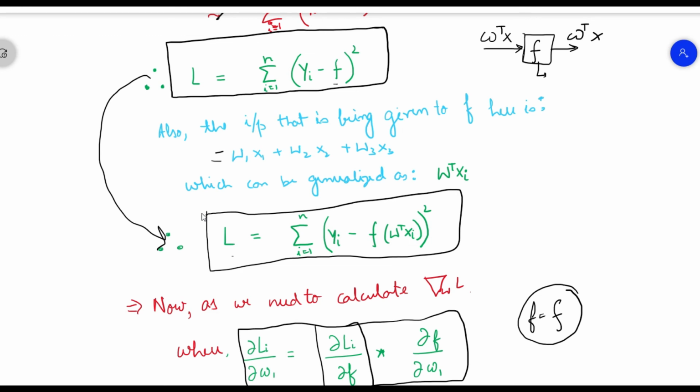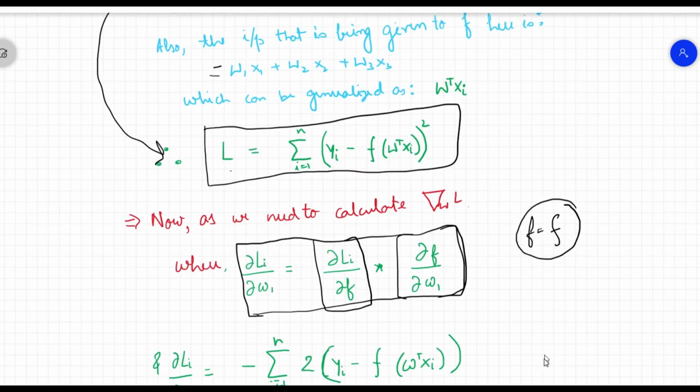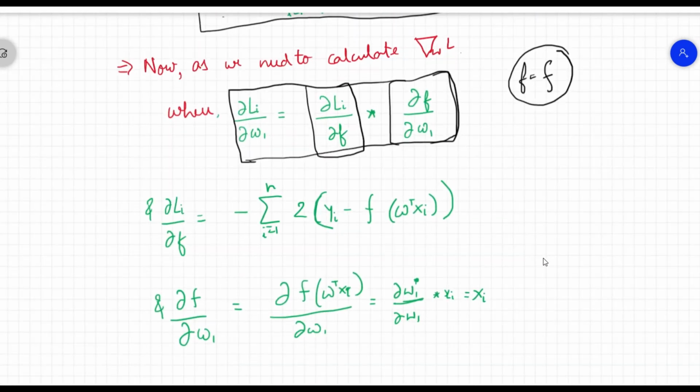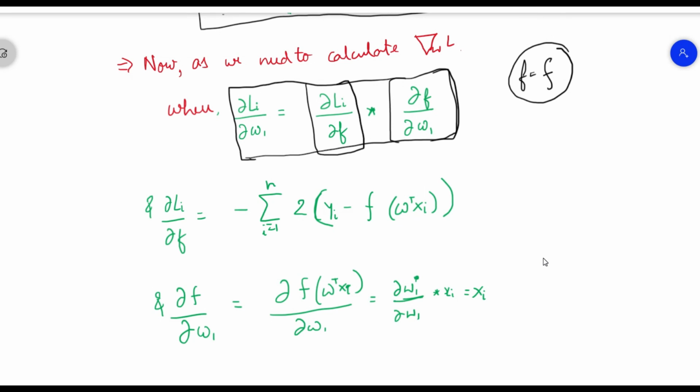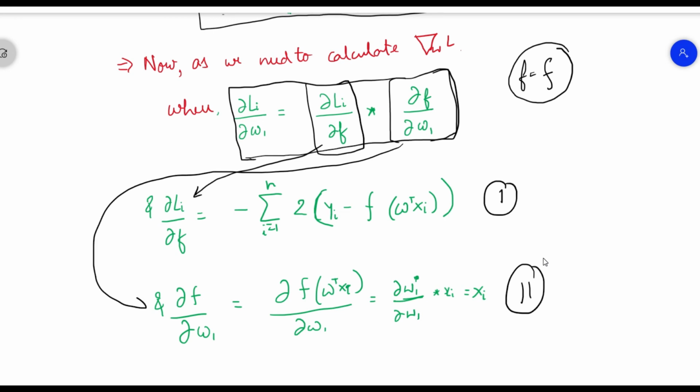After calculating the two components separately, we multiply the values found for both of these components, and that will be the value of dou Li, that is the rate of change of L with respect to the rate of change of the weight vector. So in this first equation we have found the value of the first component. In the second equation, we are finding the value of the second component.